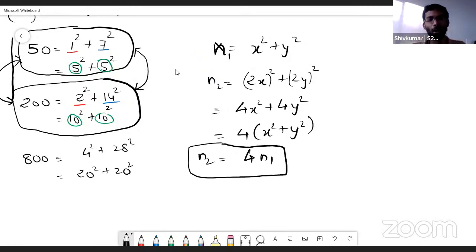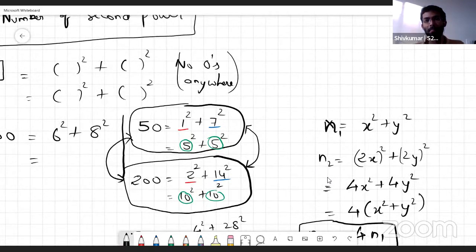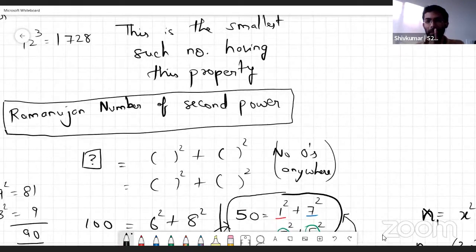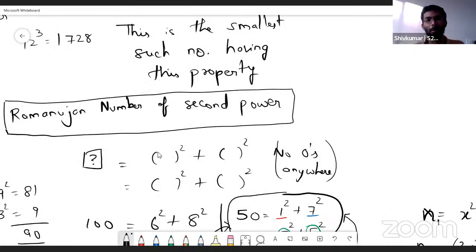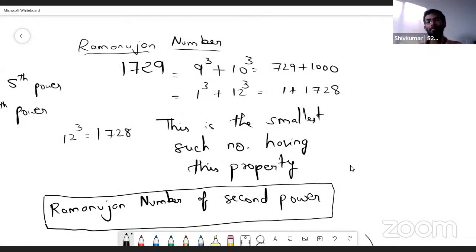Okay, so now with this observation in our hand, let us come back to the question which one teacher raised. So Ramanujan number, I have 1729 equal to 9 cube plus 10 cube and 1 cube plus 12 cube, right? Now, are there more such numbers? Can you generate one more number having this property?